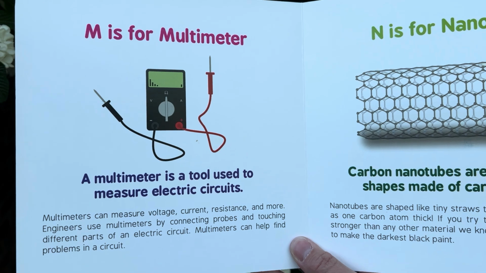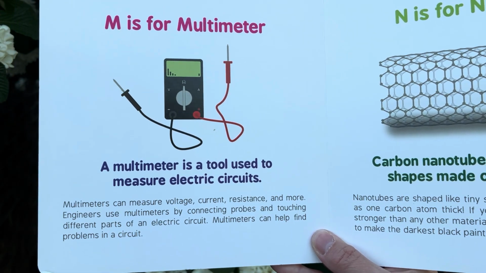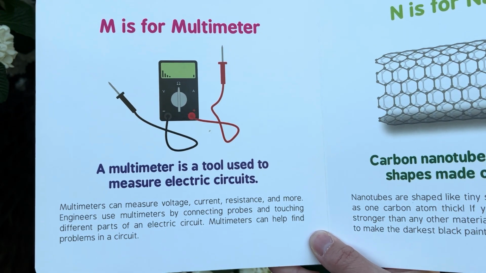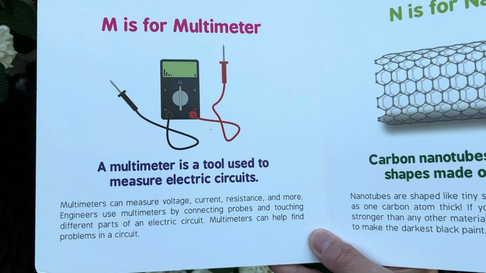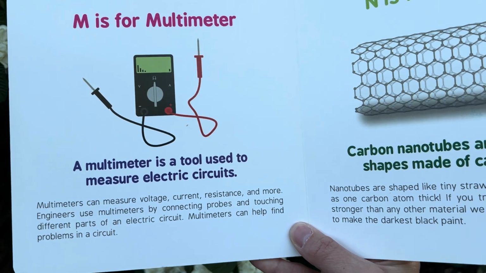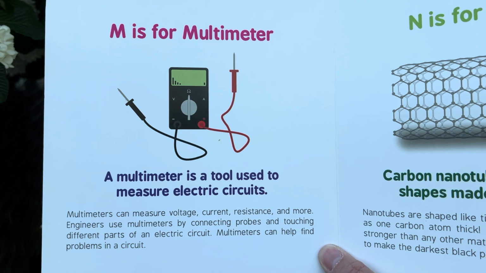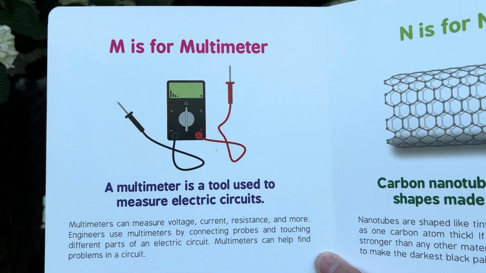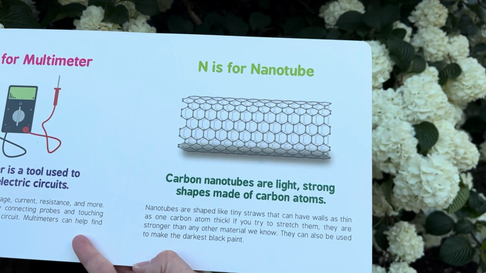M is for multimeter. A multimeter is a tool used to measure electric circuits. Multimeters can measure voltage, current, resistance, and more. Engineers use multimeters by connecting probes and touching different parts of an electric circuit. Multimeters can help find problems in a circuit.